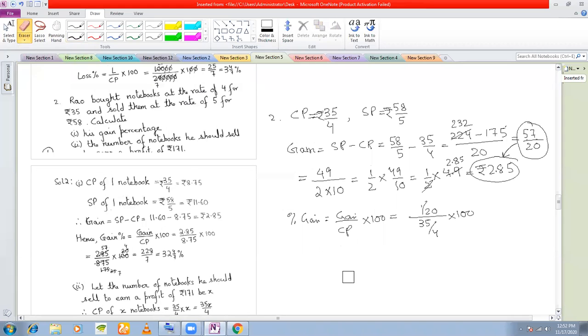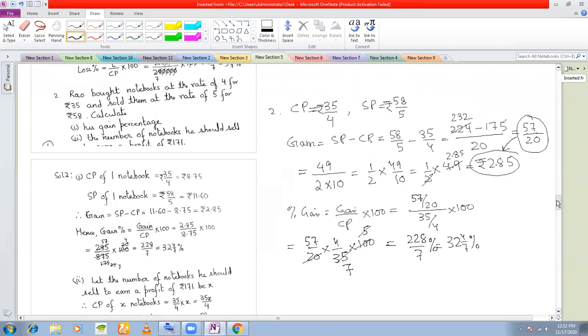Erase this, do it once again. So the gain is 57 by 20. Cost price, we knew it as 35 by 4. So this will come to 57 by 20 into 4 by 35 into 100. Now you can calculate. This will cancel 5 times. This will cancel 7 times. So here you get 228 divided by 7. So this is 32 4 by 7%. You can leave it here also. This is also your percentage in fractions.